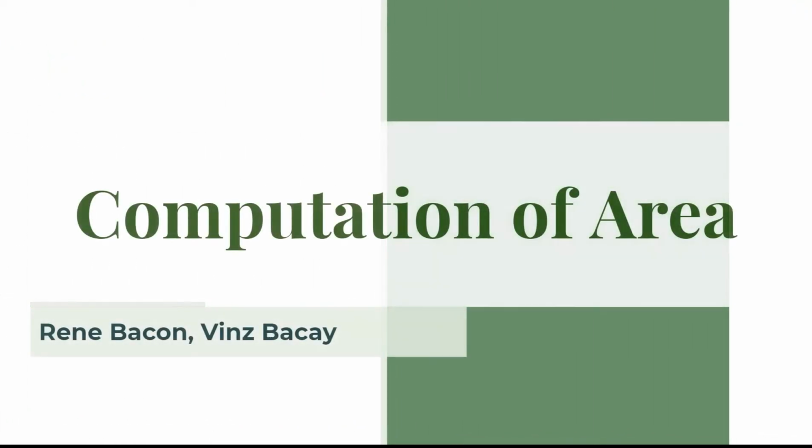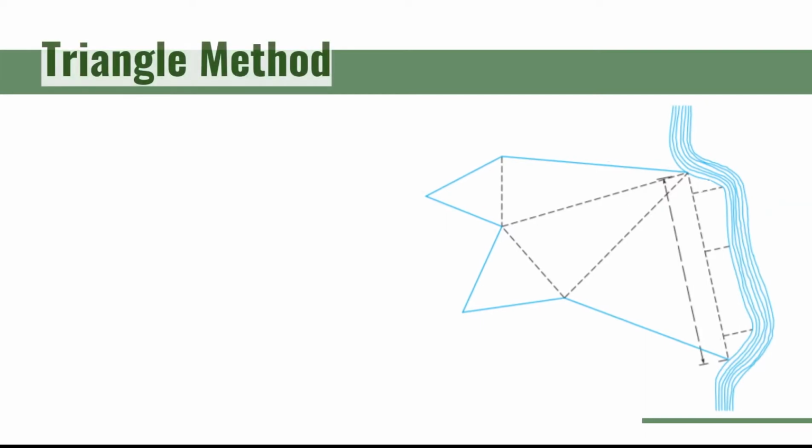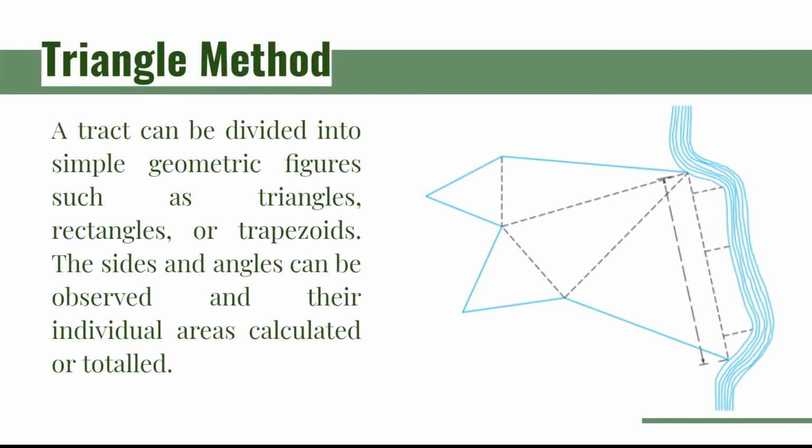The next topic is the computation of area, which will be discussed by me, Rene Bacay, and Vinz Bacay. The first method of computing for the area is by triangle method. The figure on the right shows that a tract can be divided into simple geometric figures such as triangles, rectangles, or trapezoids. The sides and angles can be observed and their individual areas calculated or totaled.